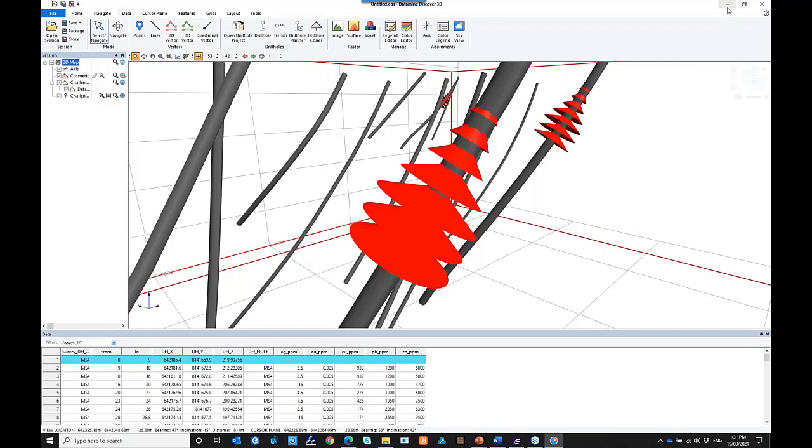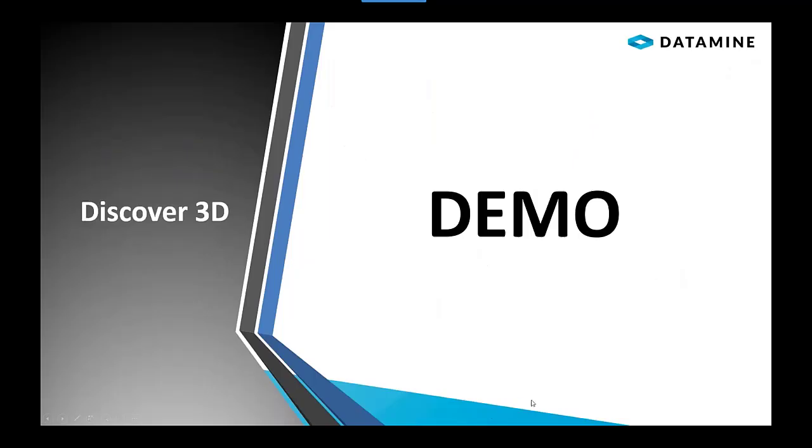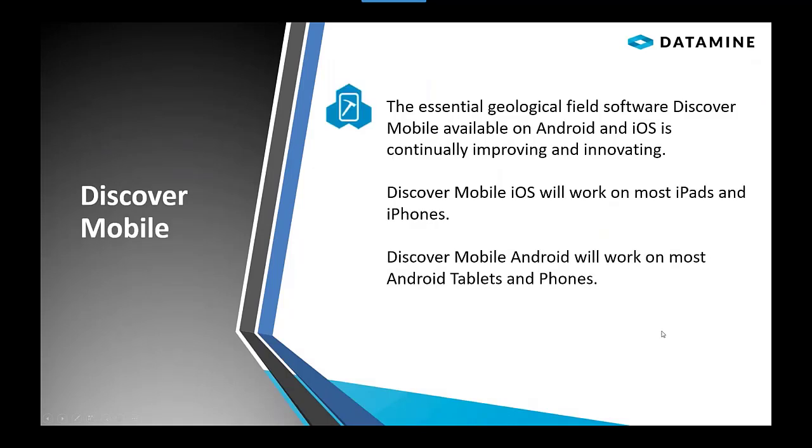All right, so moving along, so we're starting to sort of get towards the end, but I'll show you some features of Discover Mobile now. So Discover Mobile, it's been around for approximately 2 years or so. We've firstly developed on Android and then we've gone onto iOS. So we're continually improving it and innovating the product. The iOS version works on most iPads and iPhones, and the mobile version for Android works on most Android tablets and phones as well.